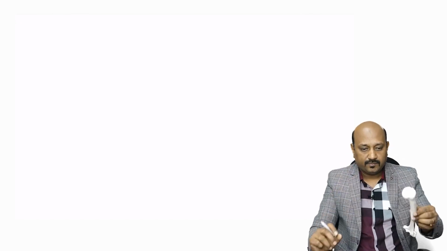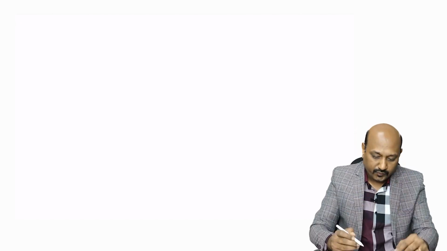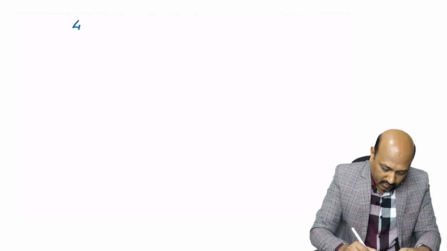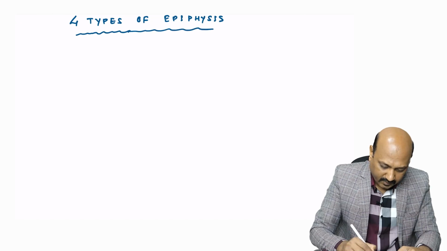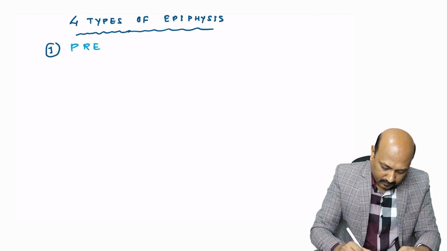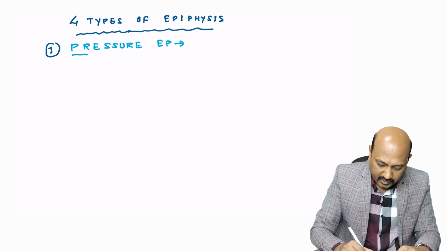So epiphysis is an end of a long bone, right? There are four types of epiphysis: pressure epiphysis, traction epiphysis, atavistic epiphysis, and aberrant epiphysis. So there are four types of epiphysis. Number one is pressure epiphysis. What is pressure epiphysis?